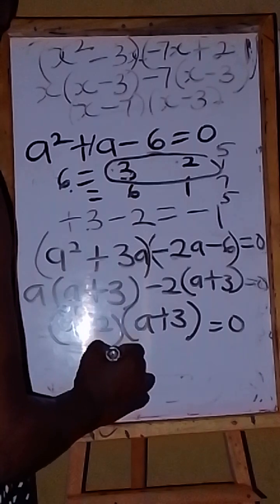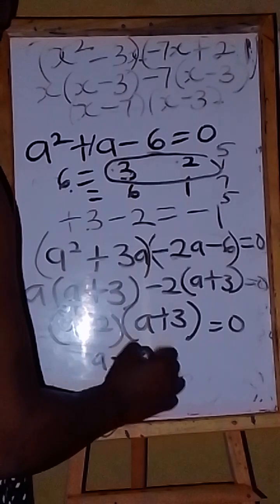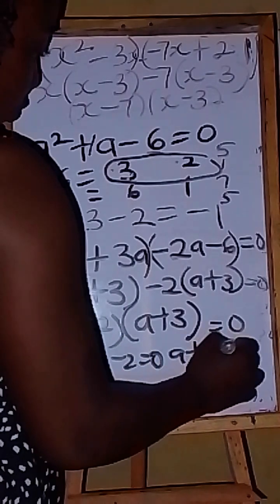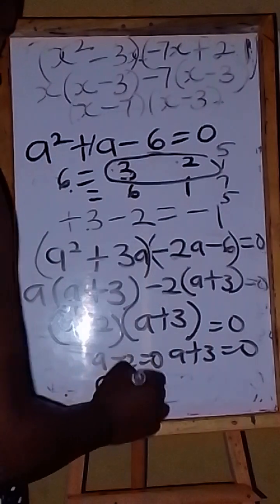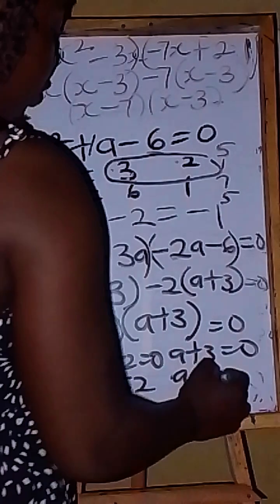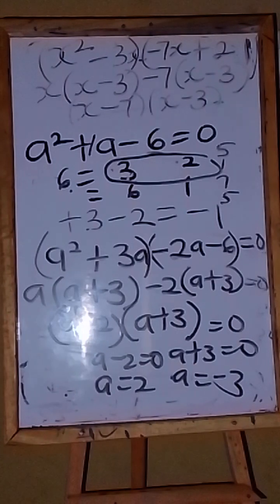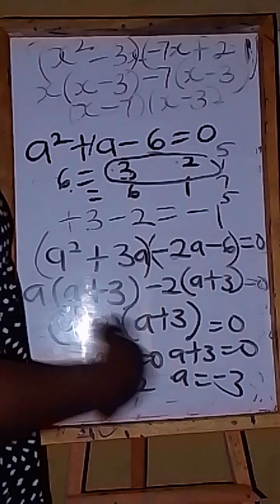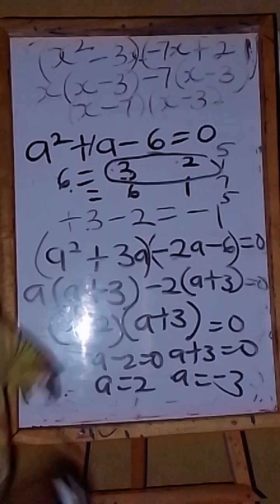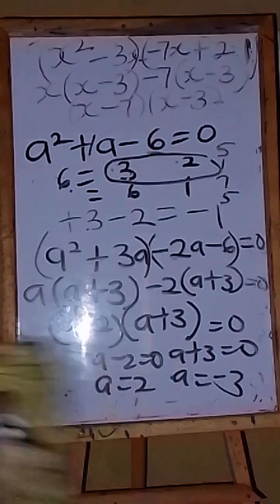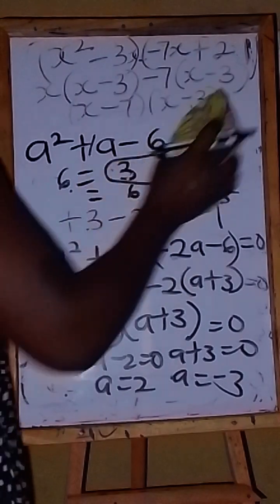From here, if it is normal factorization, you just equate it. a minus 2 equals to 0, a plus 3 equals to 0. So a equals to 2 or a equals to minus 3. So these are all the factors.